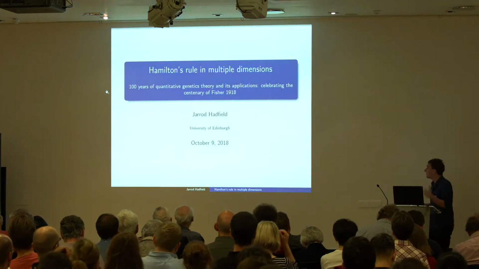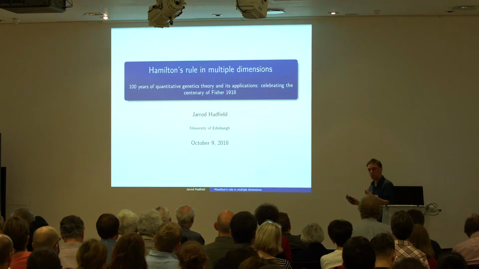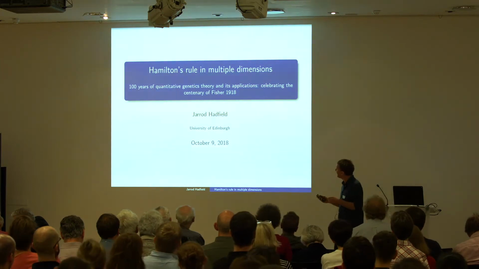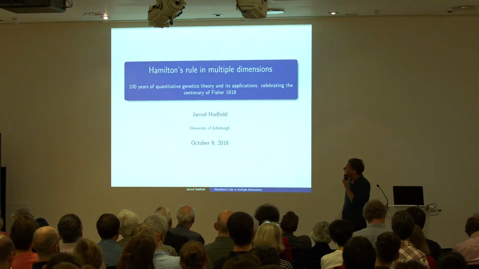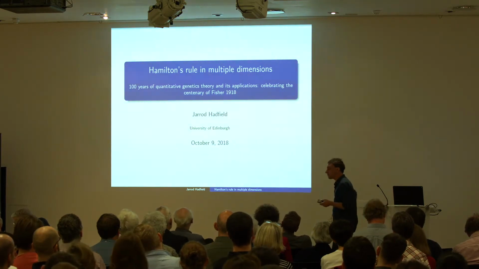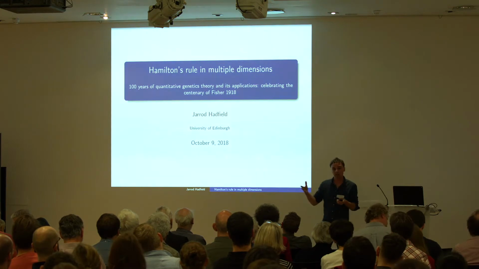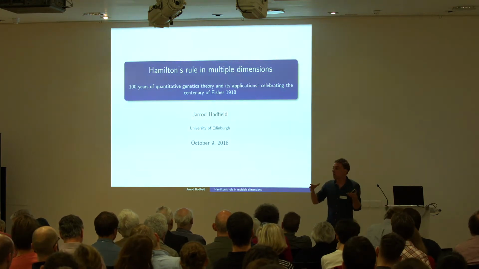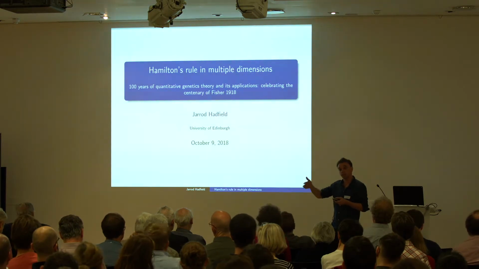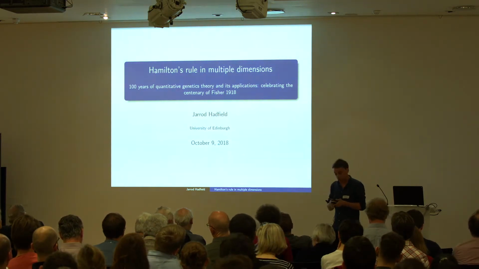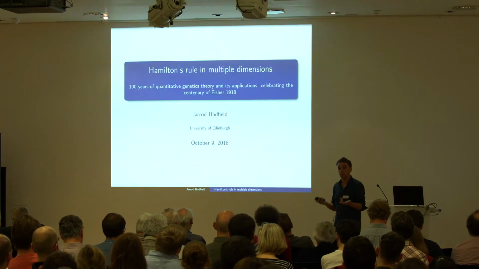Okay, so every time I give a theory talk, I promise I will never do it again. But since this is in honour of Fisher, I've been tempted back. So I'm going to talk about social evolution, and in particular, how we can combine models from quantitative genetics about the evolution of multiple traits under simultaneous selection, and some classic equations from social evolution theory, in particular Hamilton's rule.